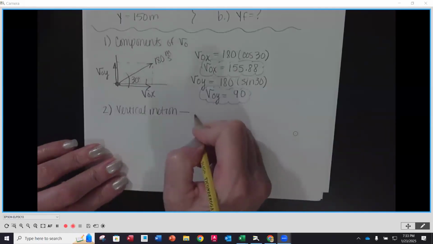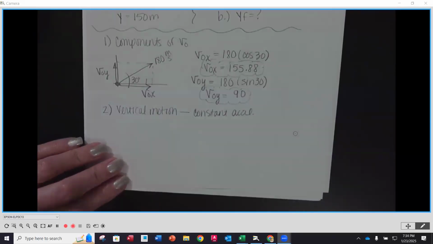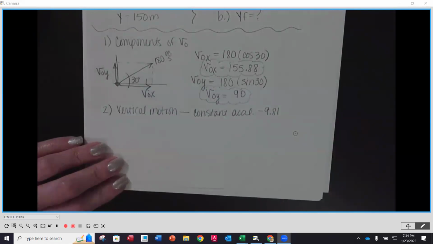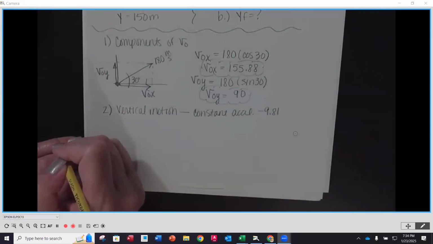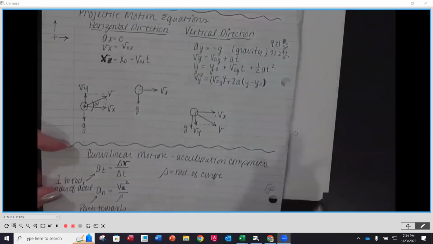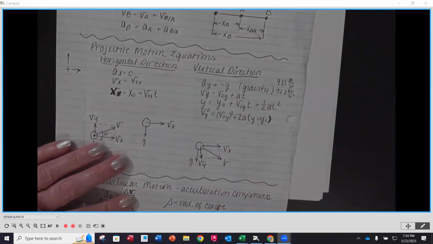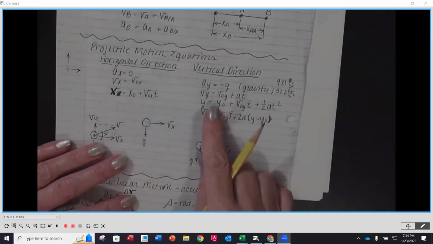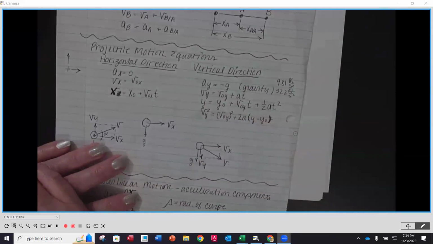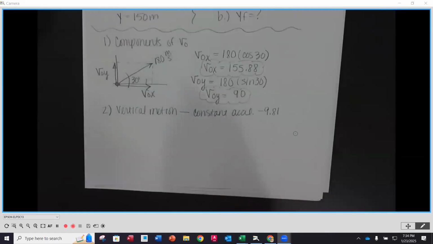And we know that to be constant acceleration, okay, due to gravity. So that means it's going to be a negative 9.81 meters per second squared, right? Okay. So if that's the case, coming back over here, vertical direction here, these are going to be the equations that we're going to use, because these are the constant acceleration equations in terms of the y. So I'm going to start off with my velocity in the y direction.